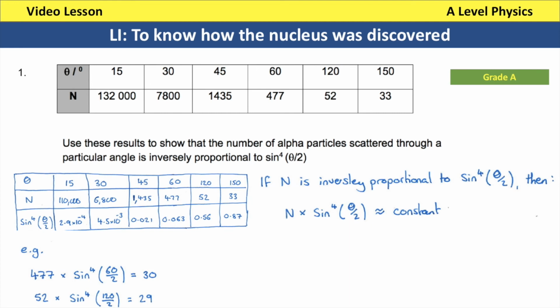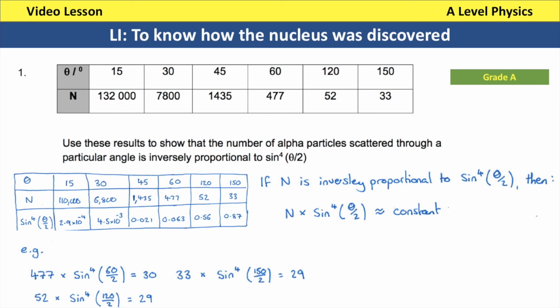I could then pick a different value, say for theta equals 120, and that would do 52 times 0.56, which comes out as 29. Now, doing two values is never enough. It's very tempting to think, oh, 30 and 29 are similar, so I'm going to say that they're inversely proportional, but the exam board would expect you to do a third value.